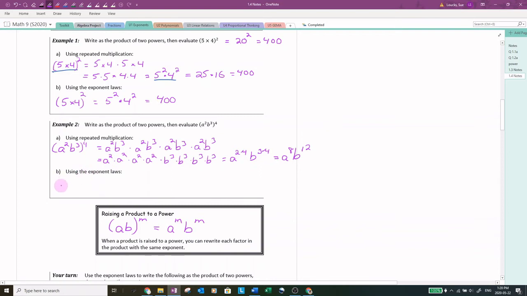And then this becomes (a squared b cubed) all to the 4 equals a to the 2 times 4 times b to the 3 times 4, which is a to the 8, b to the 12. Please write this step out. Please just do yourself that favor and write it out. It doesn't take very long, and it does help you to remember when you're multiplying and when you're adding and when you're doing different things. Writing it down really does help make that connection in your brain stronger.